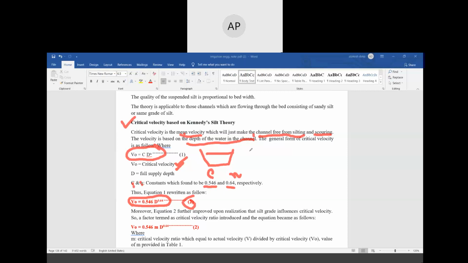D means, suppose this is your canal. Okay, I cannot draw here properly. Suppose this is your full supply level, because in mouse I cannot draw it properly. Okay, so this is your D. This one is D, depth of water.